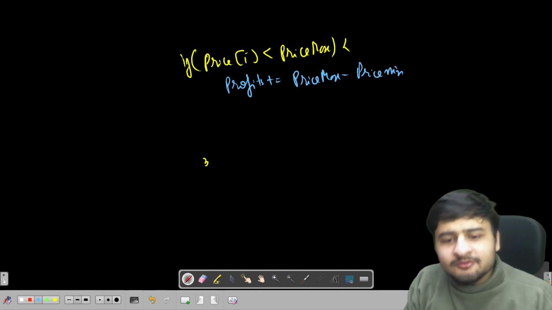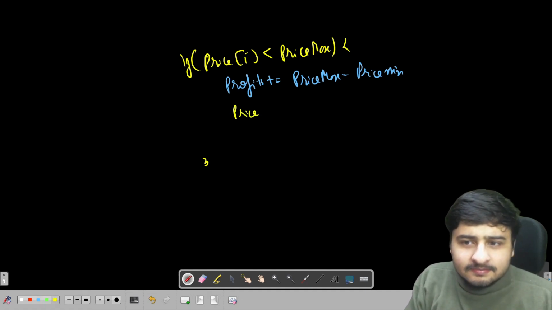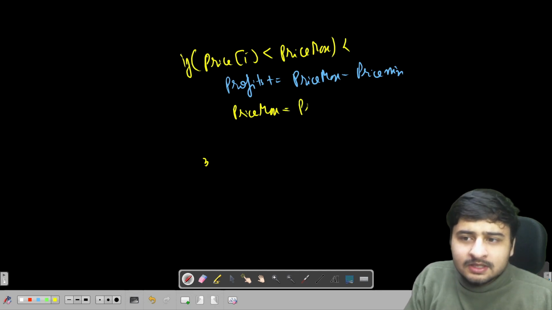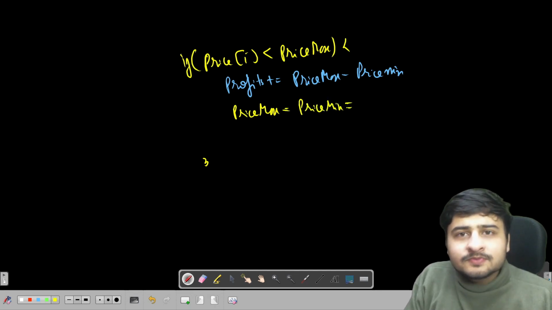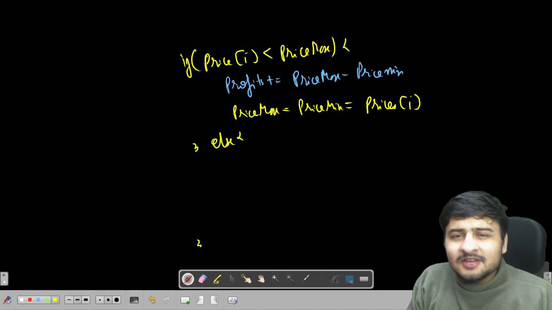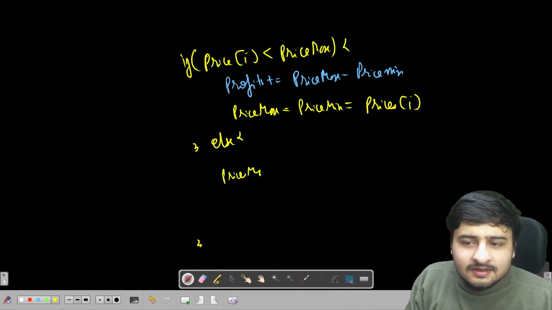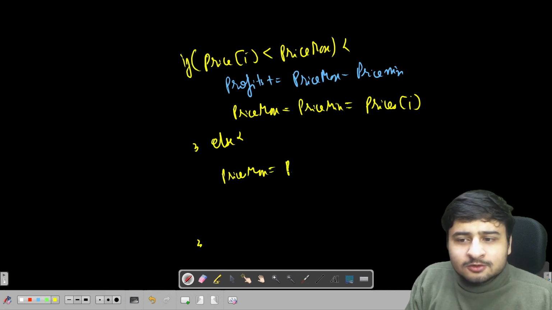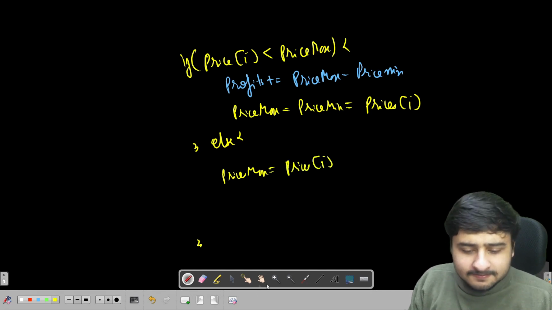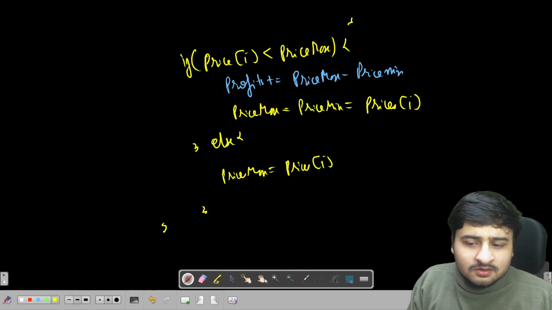Correct. And then we are going to start a new transaction at this point itself. So simply saying that price max is equal to price min is equal to prices of I. Else, if today is a better day to sell, we are simply going to update the price max. So price max is equal to prices of I. It's pretty straightforward, and this whole thing comes inside a loop, while you can say a for loop.